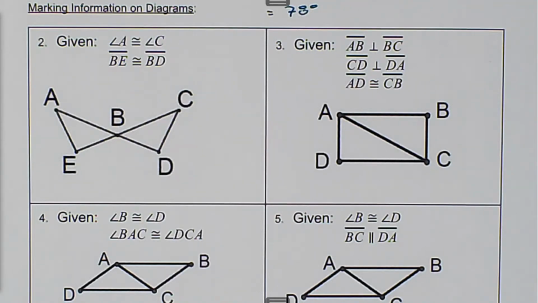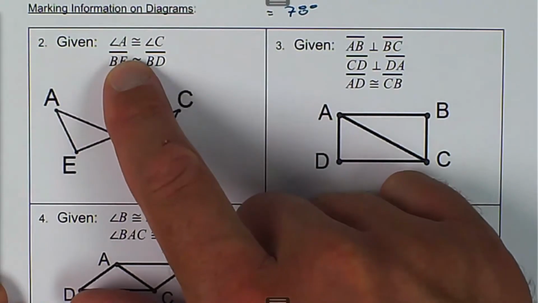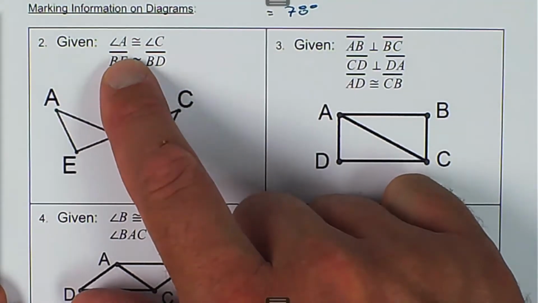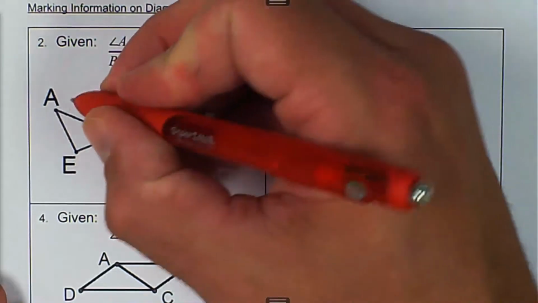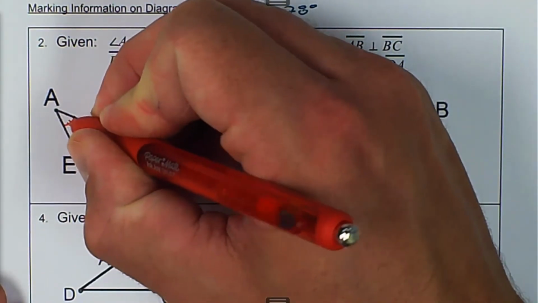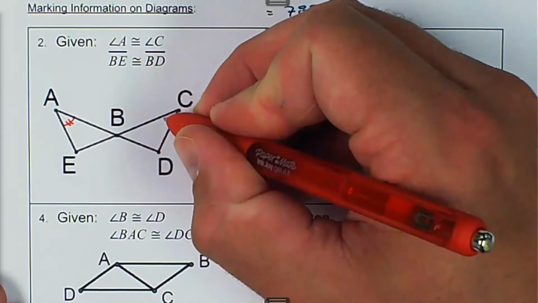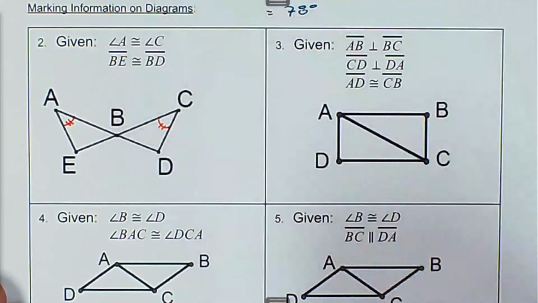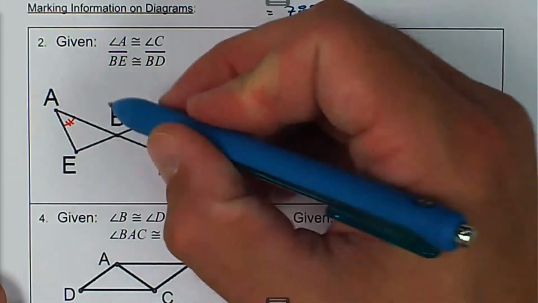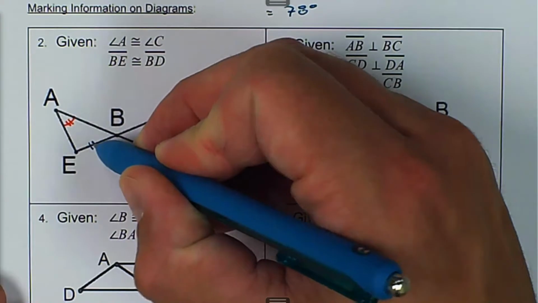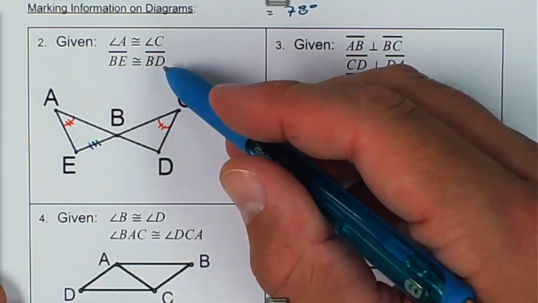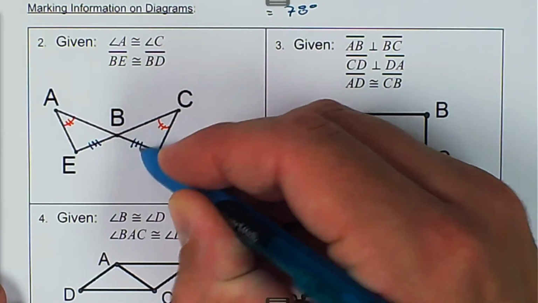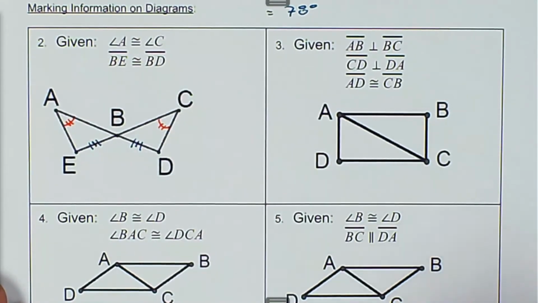We are talking about congruent triangles, and we want to talk about marking information on diagrams. So the first thing we have given is angle A is congruent to angle C. So angle A, I'll put 2 marks here, is congruent to angle C, put 2 congruent marks there. And then it says line segment BE, I'll put 3 on this one, is congruent to line segment BD. So that's the given information.